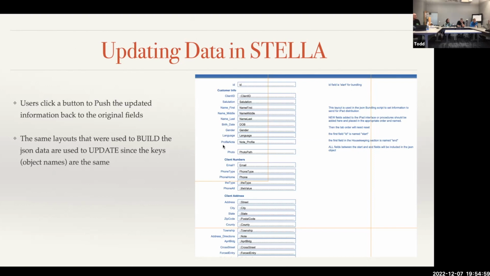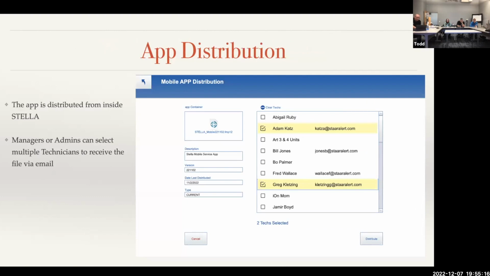So we're using the same layout that was used to build the data to update it. So we just go back, all the keys are the same. We just go back and grab the new value, go to that field, put it in, and it just updates nicely. And that's why those object names are super important.